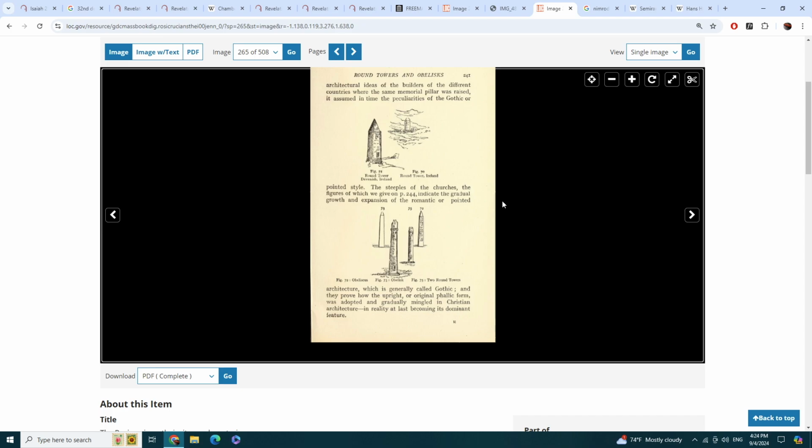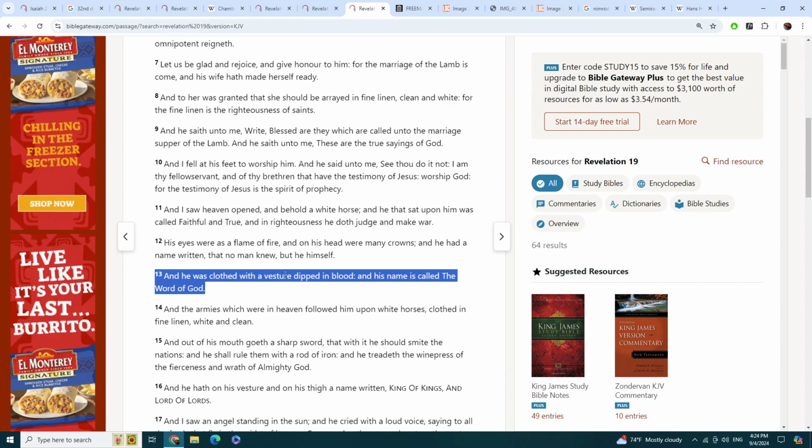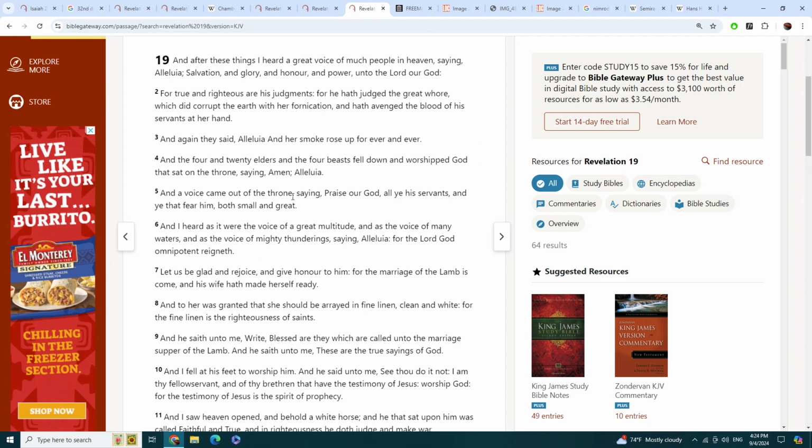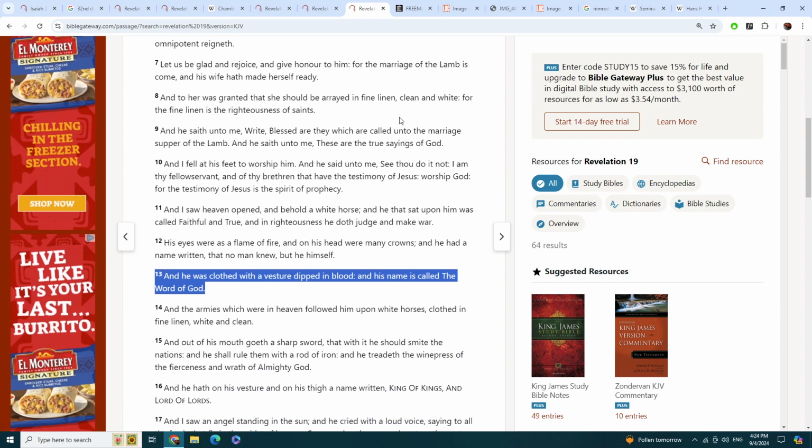Okay, so in the Bible, you do have the lost word. That is literally the Word of God. He is clothed with a vesture dipped in blood. His name is called the Word of God. That's in Revelation 19. So, the Word has been lost. Now, you need to refine this Word, and that's where the idea of the quest comes from. The great quest to find the lost Word.